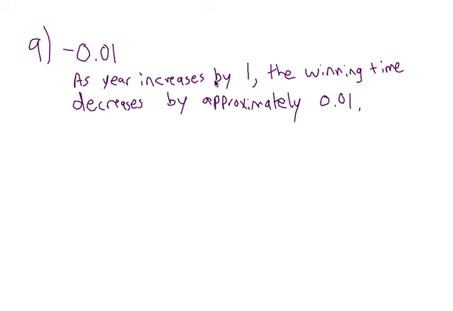As the x increases by 1, I'm sorry, the slope is rise over run. The run is the x, so that's going to increase by 1. The winning time, which is your y variable, is going to decrease because it's negative, and it's decreasing by about 0.01. So approximately 0.01. There needs to be some sort of wiggle word, is what we'll kind of call it, something that shows that it's an approximate. It's not always happening exactly that way, but on average, that's the way it's happening.